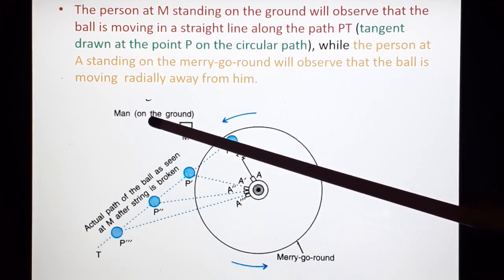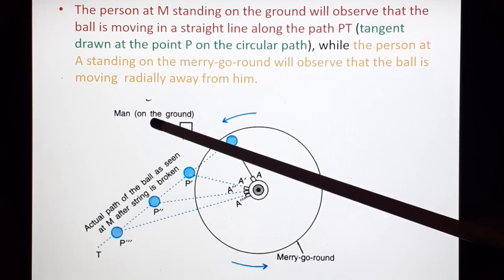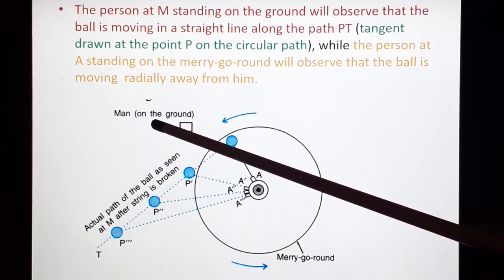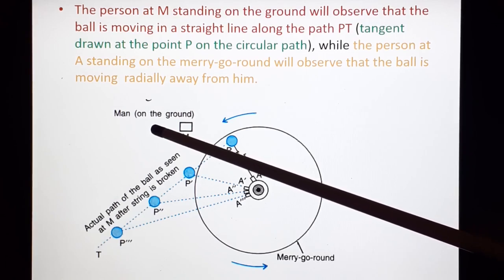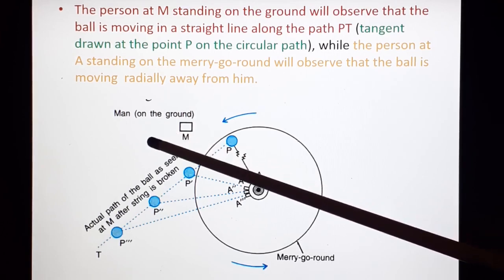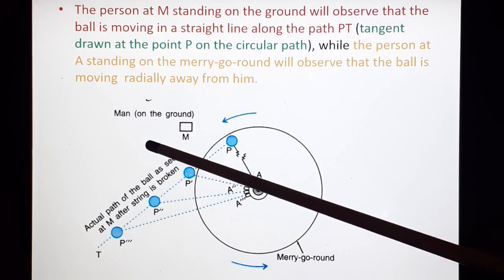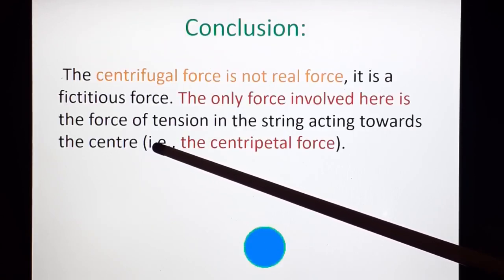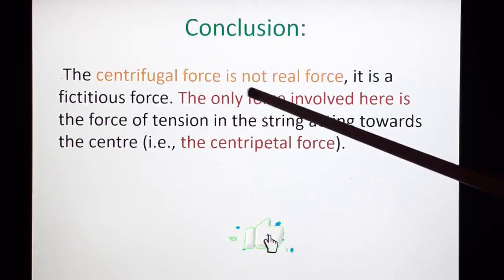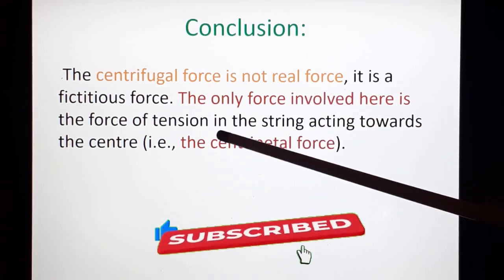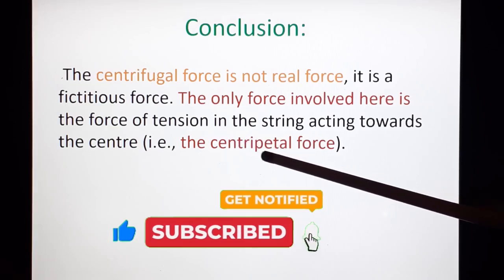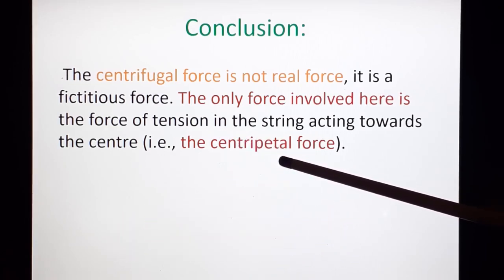Right? So person A can explain centripetal and centrifugal both the forces from this position. But the person standing on the ground can explain only centripetal force. Centrifugal force does not exist for this person. So centrifugal force is not a real force, as it cannot be defined from all the positions. Right? So what is the conclusion? That centrifugal force is not a real force. The only force involved is the force of tension, which is providing the centripetal force.